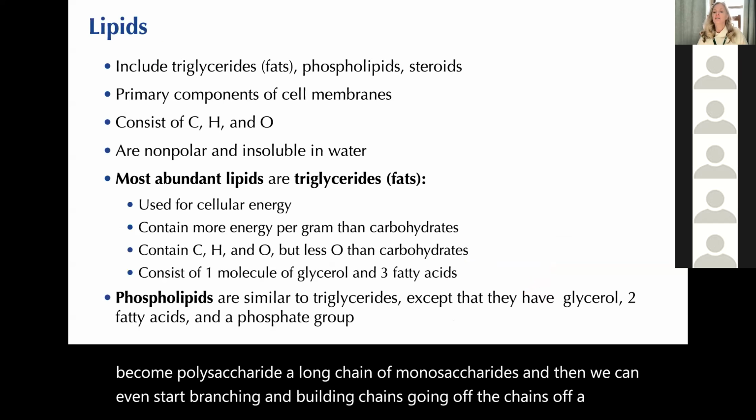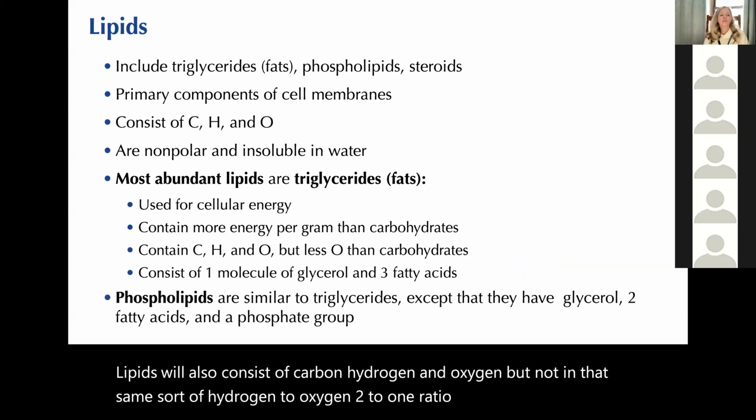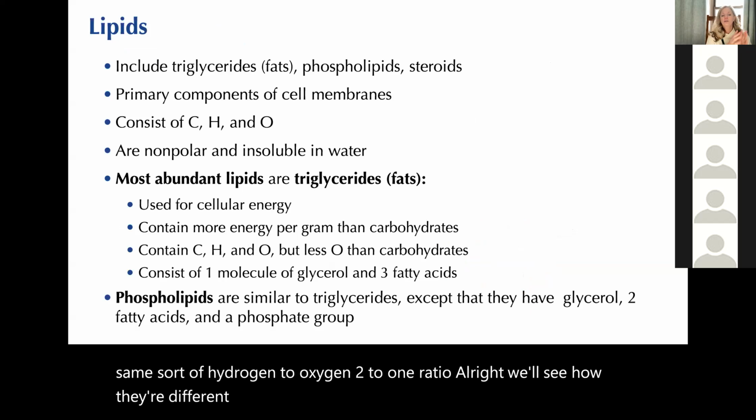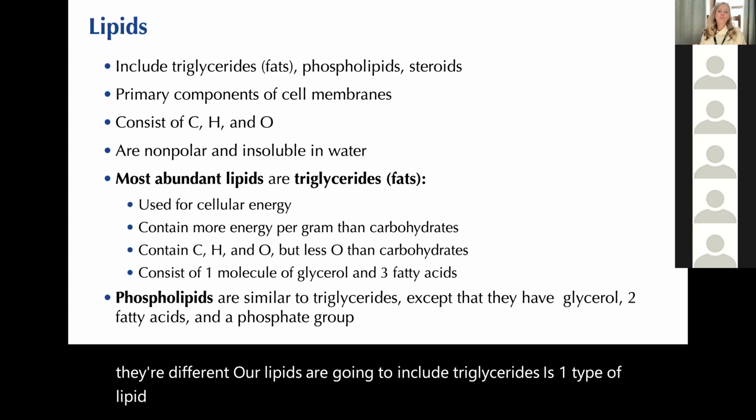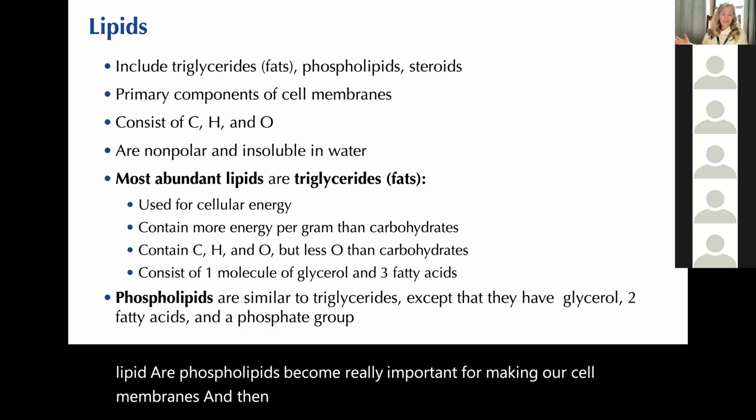All right, now lipids are a little bit different. Lipids will also consist of carbon, hydrogen, and oxygen, but not in that same hydrogen to oxygen 2-to-1 ratio. All right, we'll see how they're different. Our lipids are going to include triglycerides as one type of lipid. Our phospholipids become really important for making our cell membranes. And then we'll also have the classification of ring-formation lipids that are steroids.